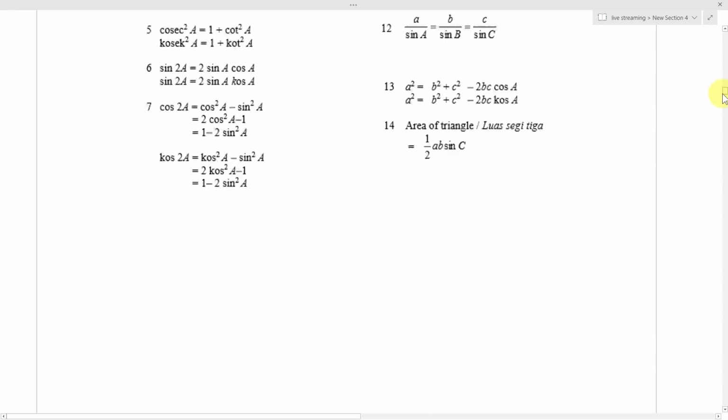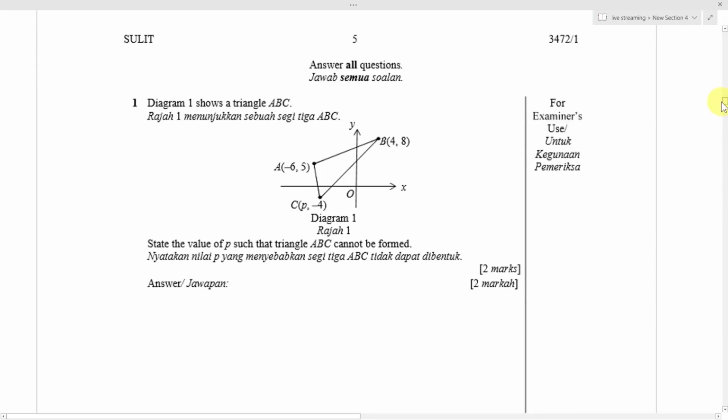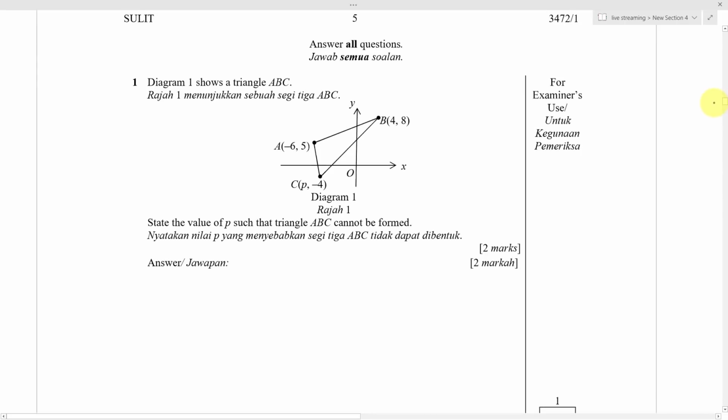Alright, so let's go to question number 1. I have a little bit of flu today, so I hope my nose sounds don't annoy you too much. But anyway, let's begin with question number 1.